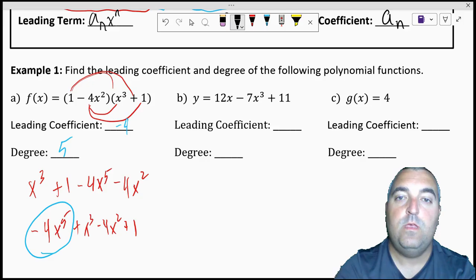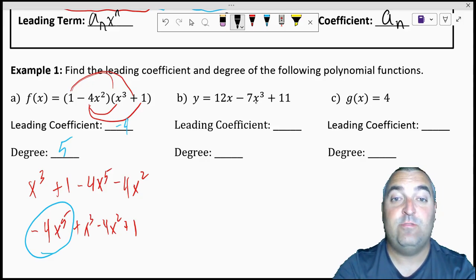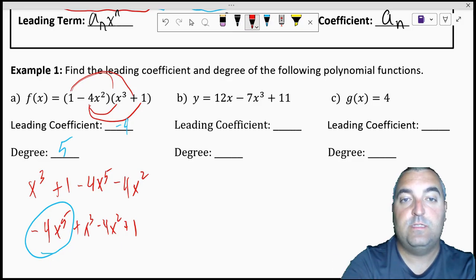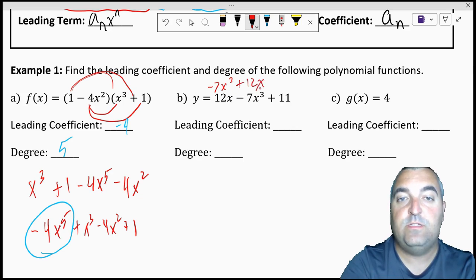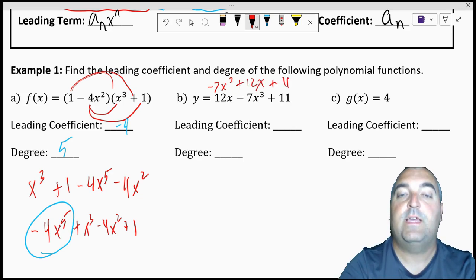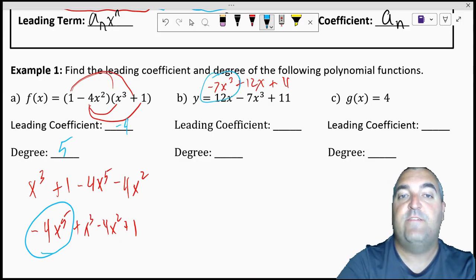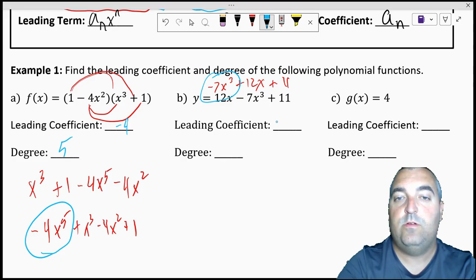Okay. The next one, it is multiplied out. There's no parentheses or anything, so I don't have to worry about that. But I do have to pay attention to the order that things are in. So I'm actually going to rewrite this in decreasing order. So my x to the third would be first, then my x term, and then my constant term. And again, all I really care about is that first term when in order. So -7 is my leading coefficient, and my degree is 3.